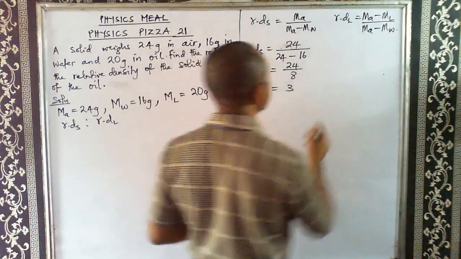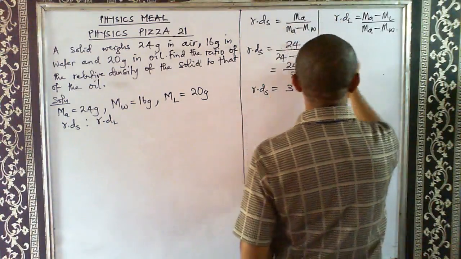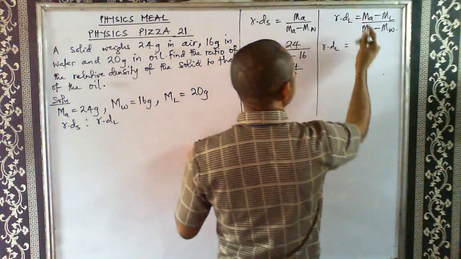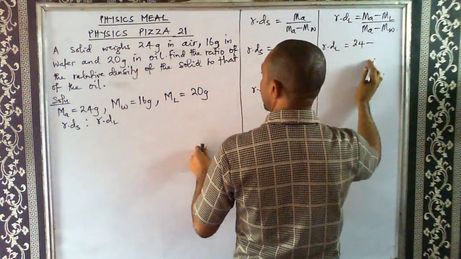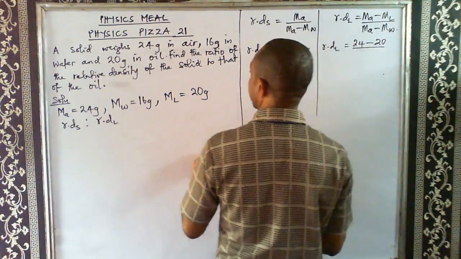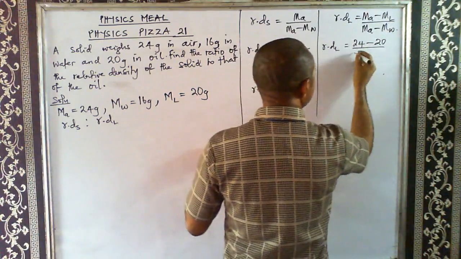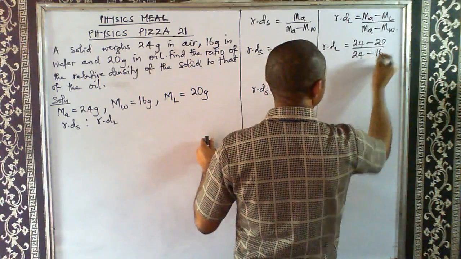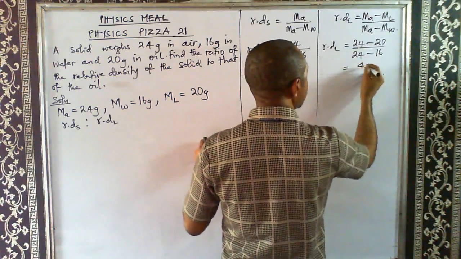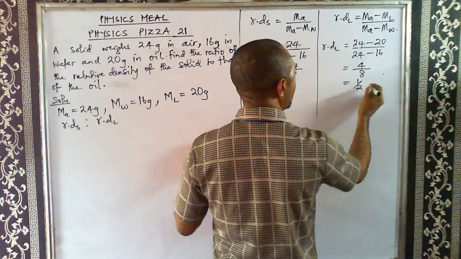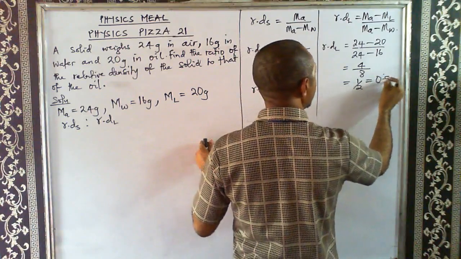Then we have to find the relative density of the liquid. So that will give me mass of the solid in air, 24, minus mass of the solid in the liquid, which is 20, divided by mass of the solid in air minus mass of the solid in water. So 24 minus 20 is 4, 24 minus 16 is 8. This will give us 1 over 2, which is 0.5.